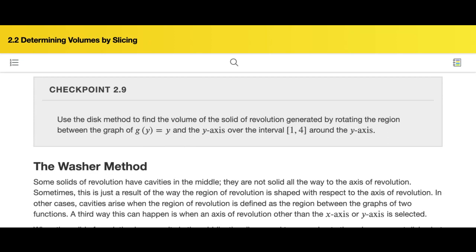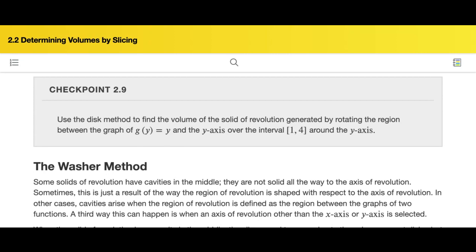Oh, hold on one second. It should be minus. So square both sides, I get 4 minus y equals x squared. So my function is 4 minus x squared.